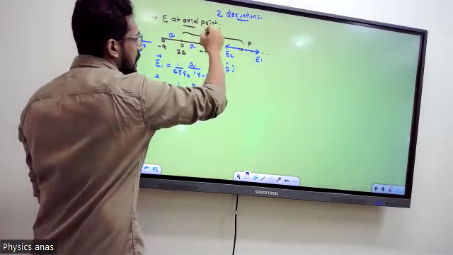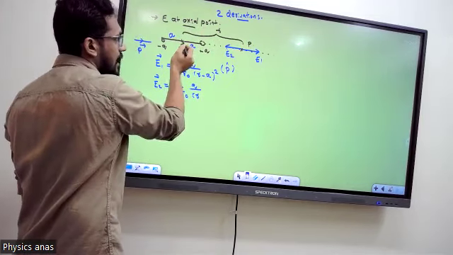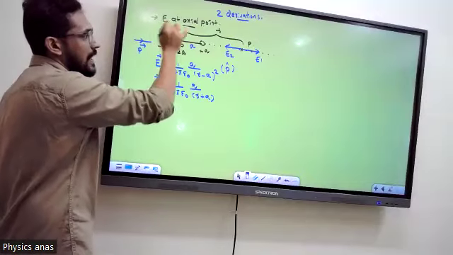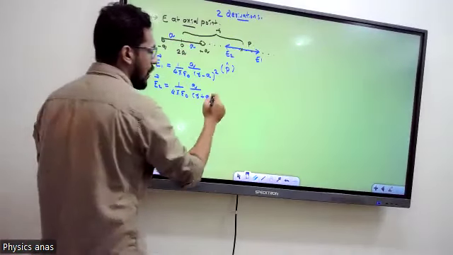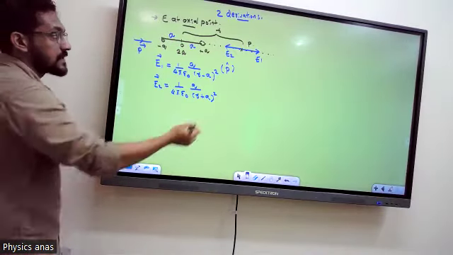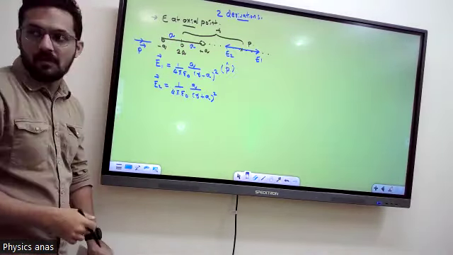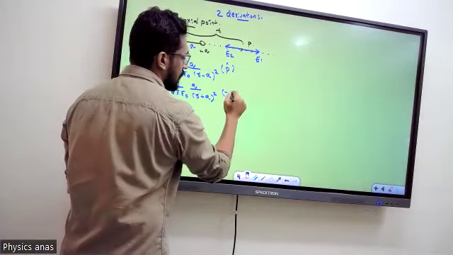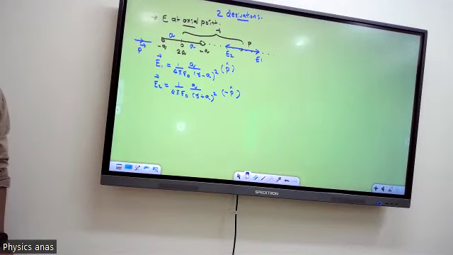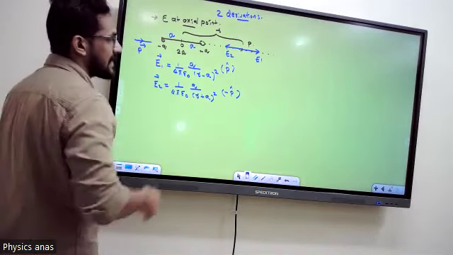The distance from the midpoint to P is R, and R plus A will give you the distance from minus Q to P. So the field is proportional to 1 over (R plus A) the whole square. The direction is opposite to the direction of the dipole moment, so you can represent that with a minus P cap. That is E2, and the earlier one is E1.